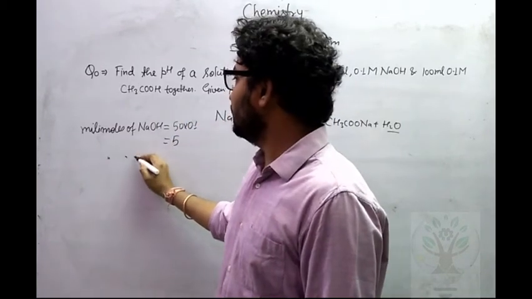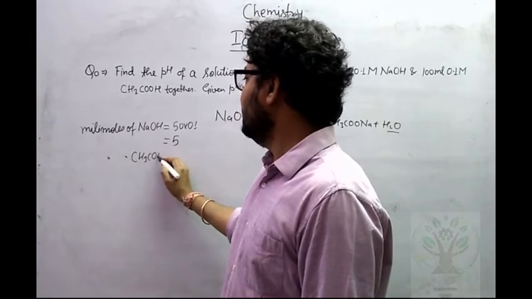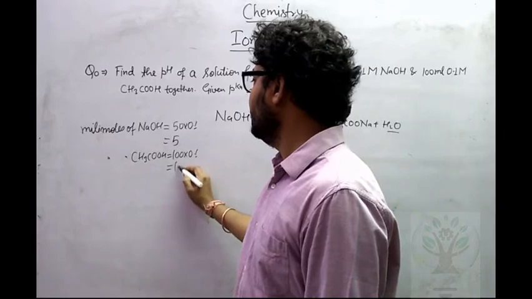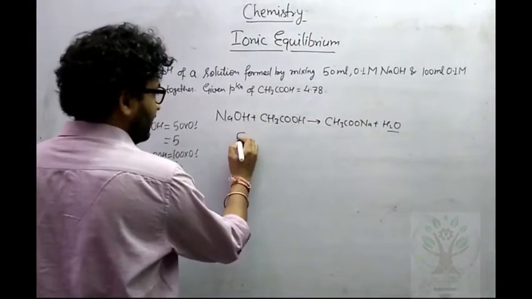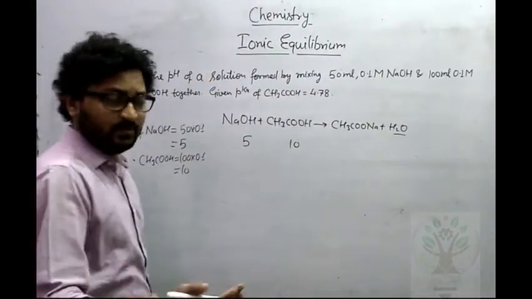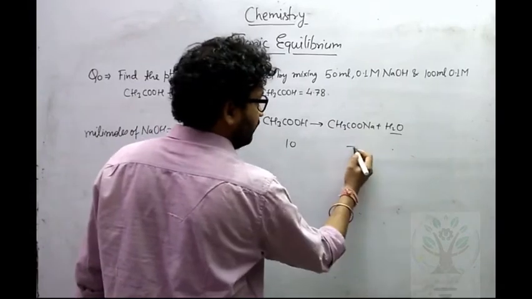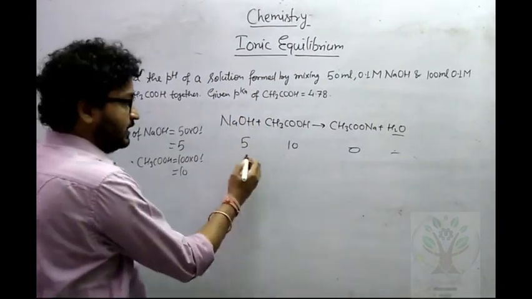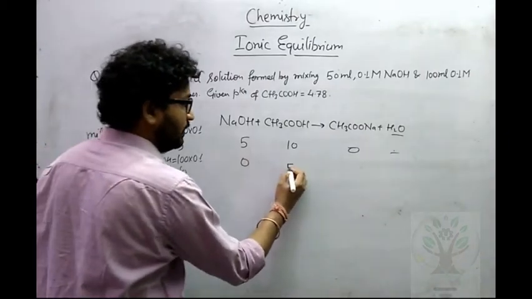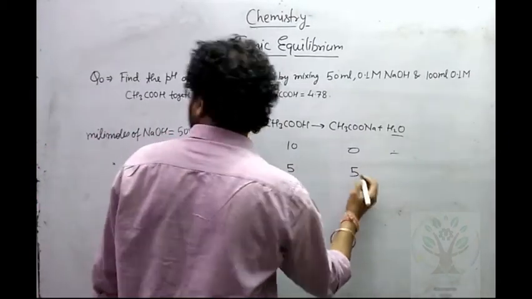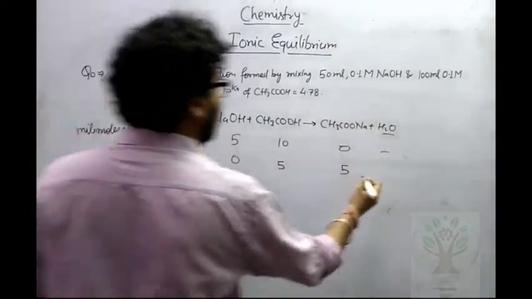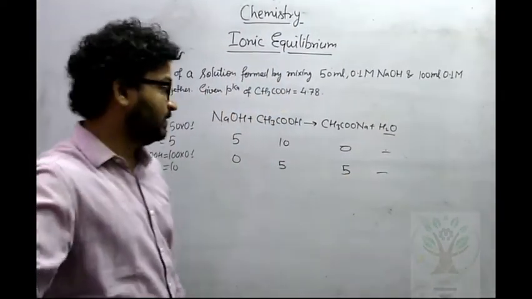Now how many millimoles of acid do I have? Millimoles of CH3COOH will be 100 into 0.1, that is 10. Means I have this 5, I have this 10. These are millimoles. In the beginning the product will be 0 and no need to write water. Who is the limiting agent? As you can see, NaOH is the limiting agent, so it will be 0. Now it will be left 10 minus 5, which is 5, and the salt will be 5. And do you need to write water here? No, no requirement for water.